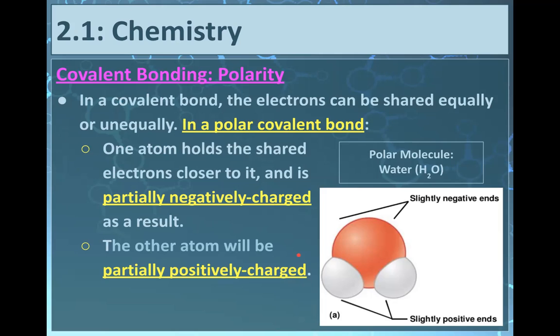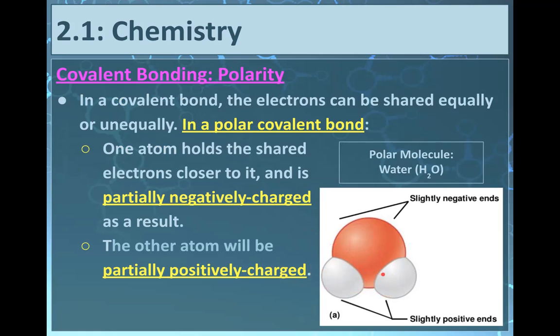Sometimes when you have a covalent bond and the electrons are being shared, they're shared unevenly. And when that happens, we'll have one end that is positively charged, one end that is negatively charged. So in the case of water, the oxygen really likes the electrons. It will hold the electrons closer to it and will be negative. The hydrogens will have the electrons being held farther away from them, and they'll be positively charged. So as a result, we'll have a negative charge here, positive charge here.